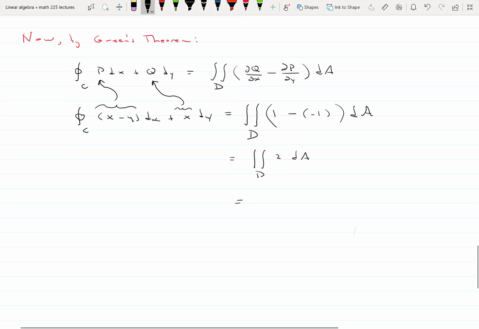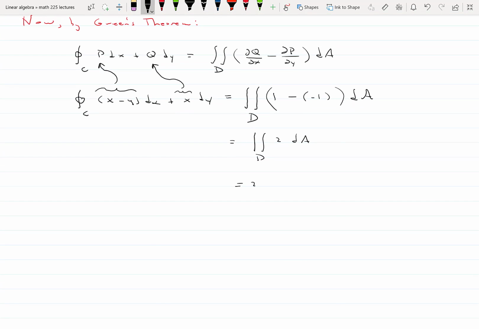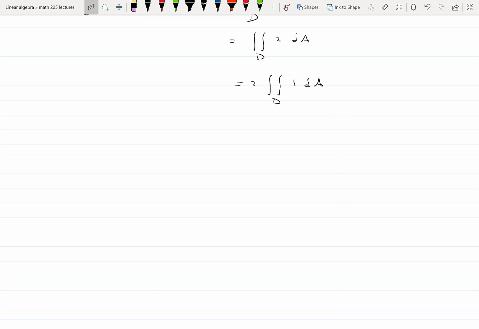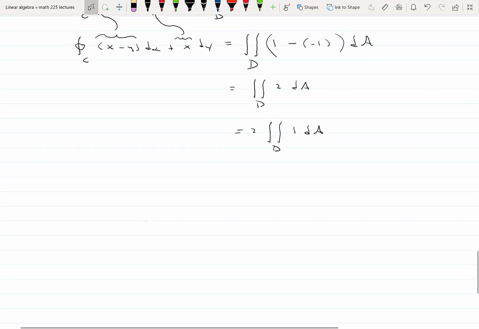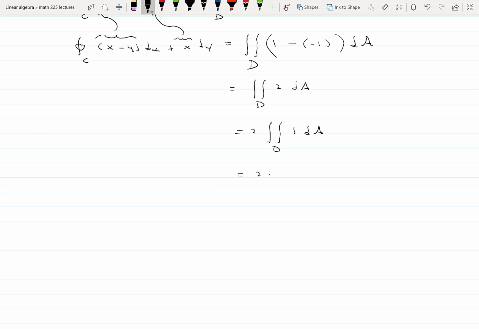Now, what's going to happen here is something that happens frequently with physics. At least I noticed it when I was taking physics a million years ago. Look at the double integral. It's 2 times the double integral over D of 1 dA. That's just the area of the region. This is 2 times the area of D. There's no integration that needs to happen here, no actual use of the fundamental theorem of calculus here.